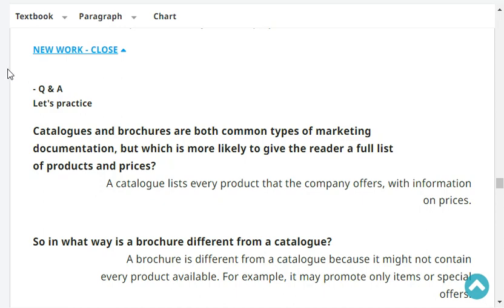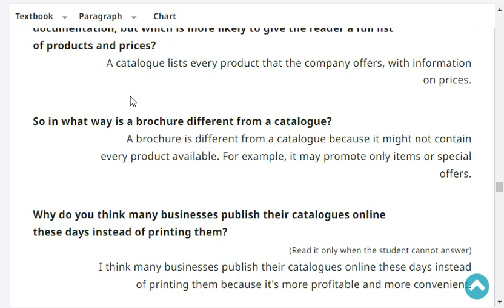So in what way is a brochure different from a catalog? A brochure is different from a catalog because it might not contain every product available. For example, it may promote only items on special offers. Very good.